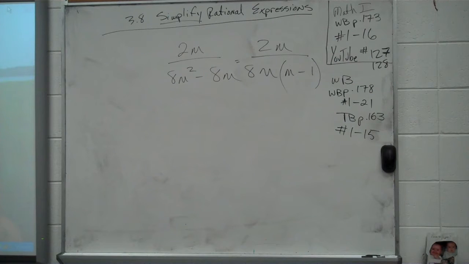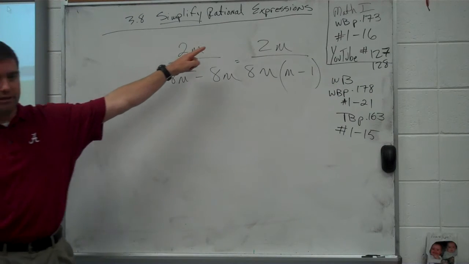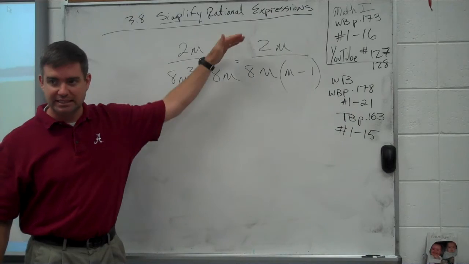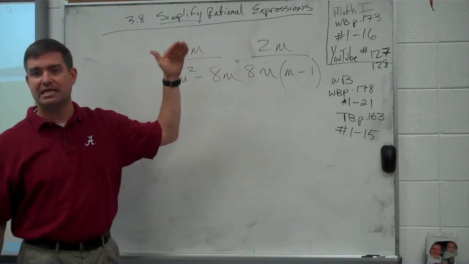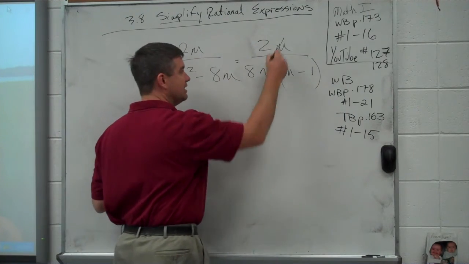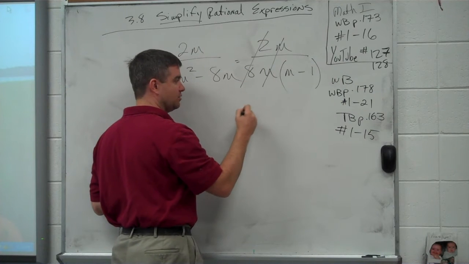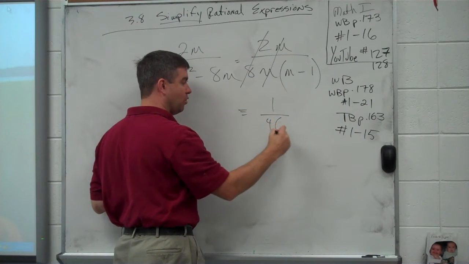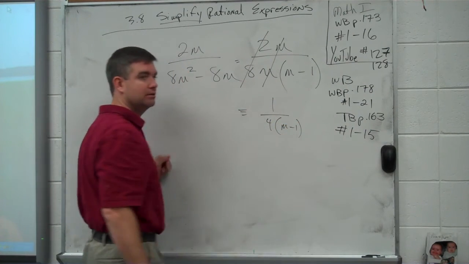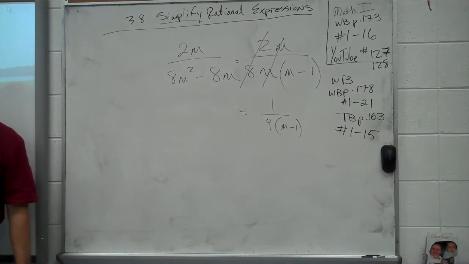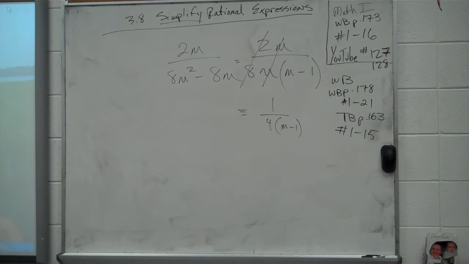Now, will anything cancel? Yes. Why does stuff cancel now? Why can I cancel the 2 and the 8 and the m now? Because I've got a monomial over a monomial, so now I can cancel. The m's cancel, the 2 and the 8 cancel, and my answer is 1 over 4 times m minus 1. 2 over 8.